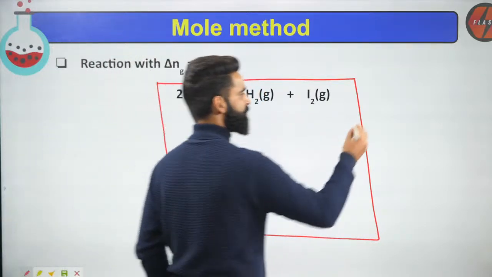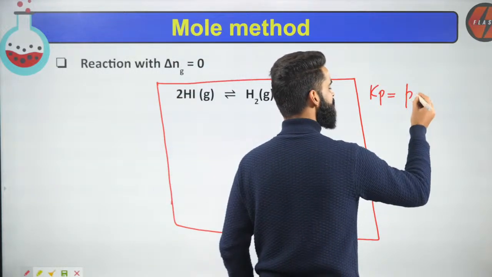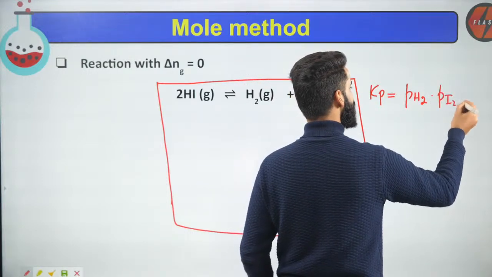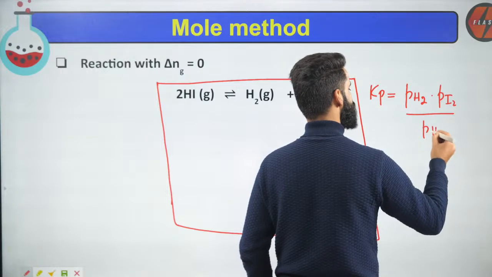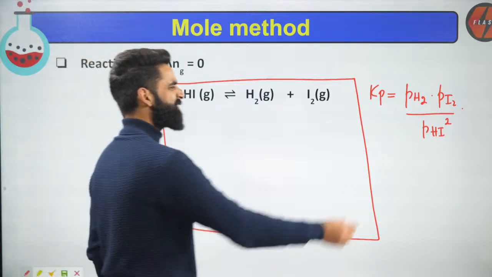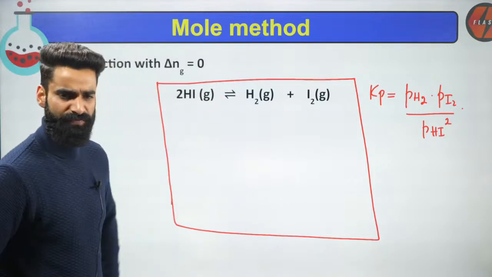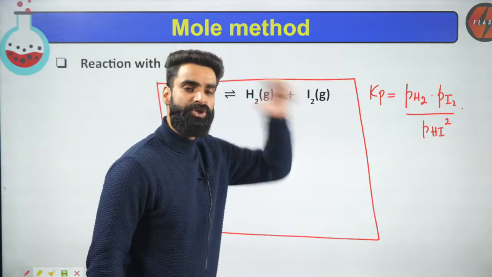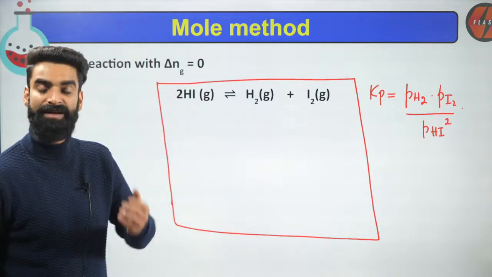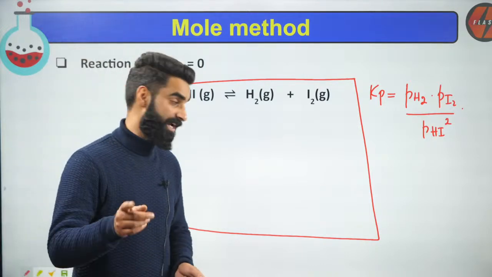If I want to write the expression for Kp, it is going to be partial pressure of H2 at equilibrium to the power stoichiometric coefficient, that is 1, multiplied by partial pressure of I2 at equilibrium to the power 1, divided by partial pressure of HI at equilibrium whole square. Yes, this is the expression for Kp. This P of H2 is the partial pressure of H2 at equilibrium. So first of all, in order to get the Kp expression, I should know the partial pressures of reactants and products at equilibrium. Let's try to get that. Understand properly what I'll be saying.